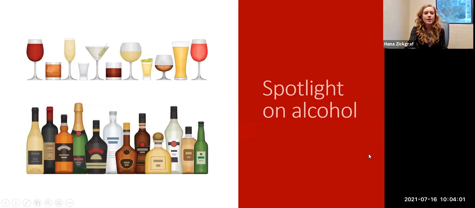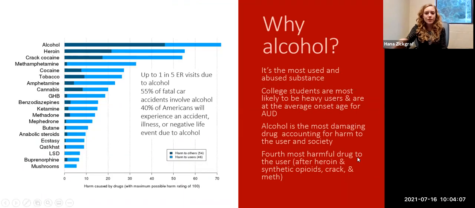So I'm going to talk a little bit about the effects of alcohol and the consequences of alcohol use disorder. I'm focusing on alcohol because it's the most used and abused substance in the United States, and because people in your demographic, college students, are the most likely to be heavy users of alcohol. And young adulthood, so 18 to 25, is the average age of onset for alcohol use disorder, so when regular heavy use becomes problematic use.